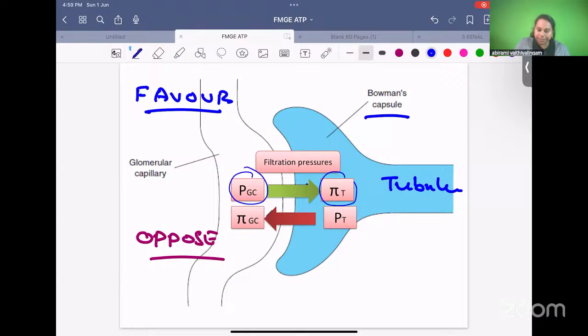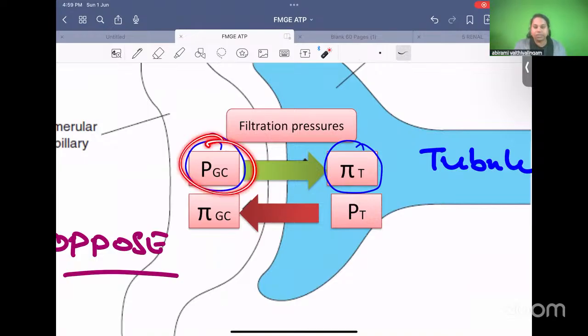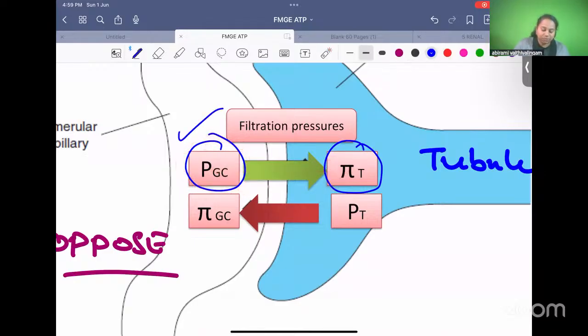PGC and pi T. Why PGC and pi T? PGC, hydrostatic force. Is this pushing or pulling? Hydrostatic P is pushing or pulling? Pushing force. Good. So this will push the filtrate into the tubule. If you push the filtrate into the tubule, you are helping in filtration. So this will help in filtration.